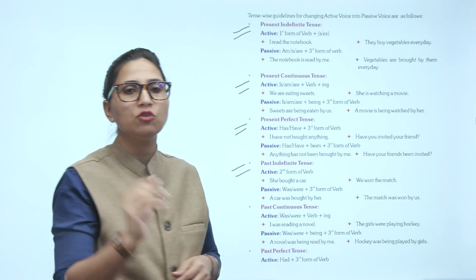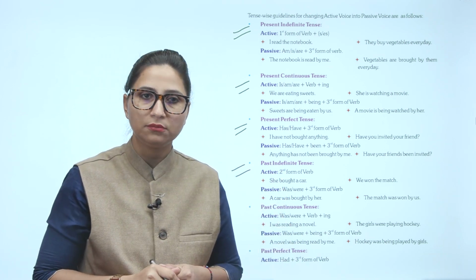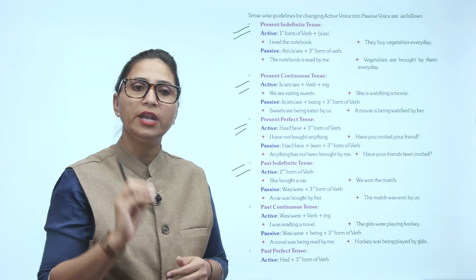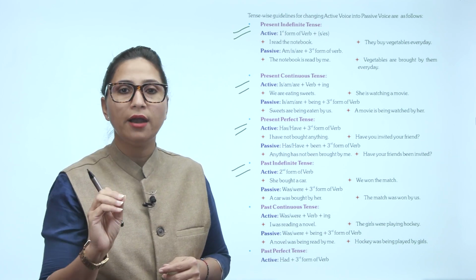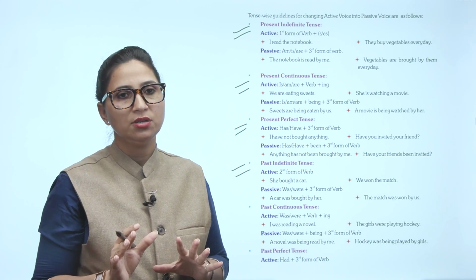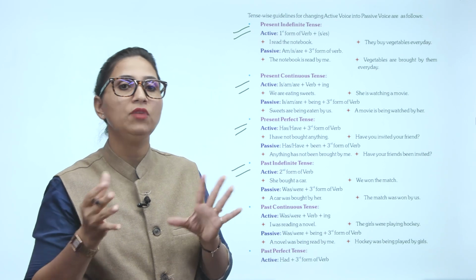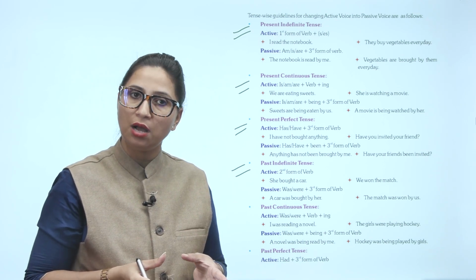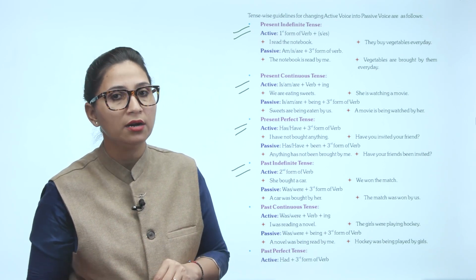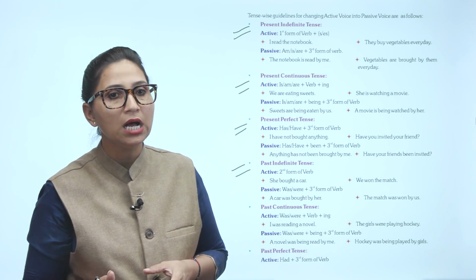In active voice, you have to use the second form of the verb. In past indefinite tense: she bought a car; we won the match. In passive voice, you have to change into was and were, then V3, the third form of the verb. A car was bought by her. The match was won by us.